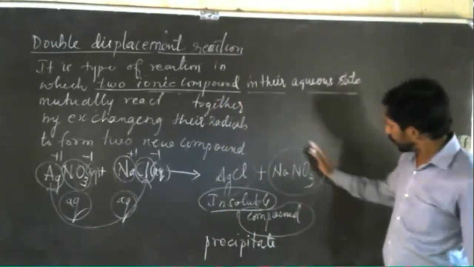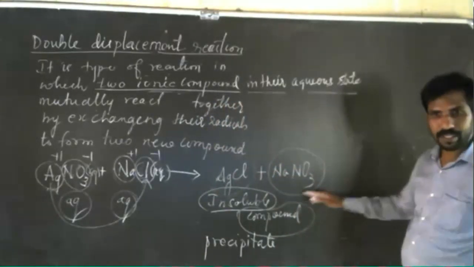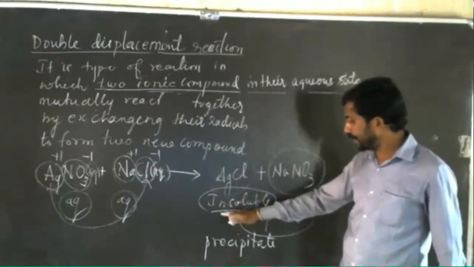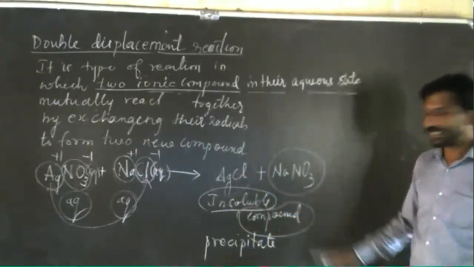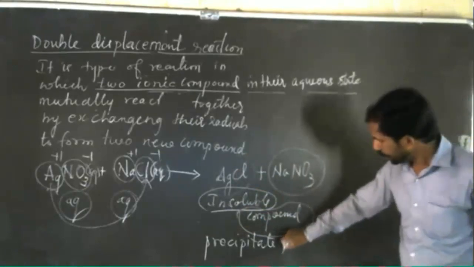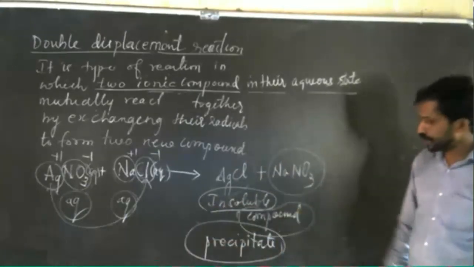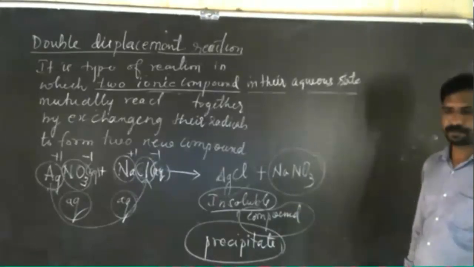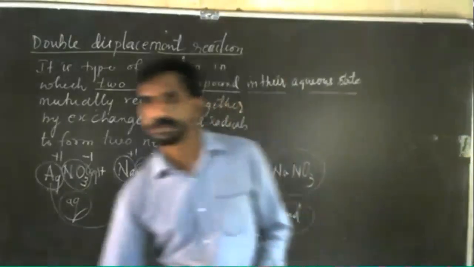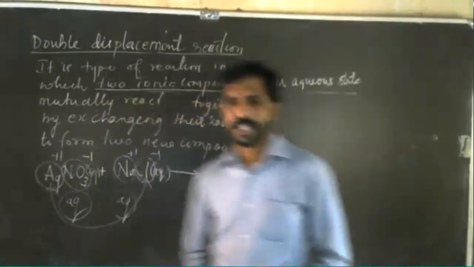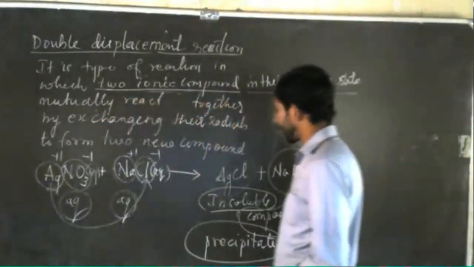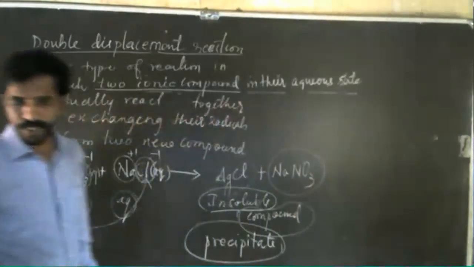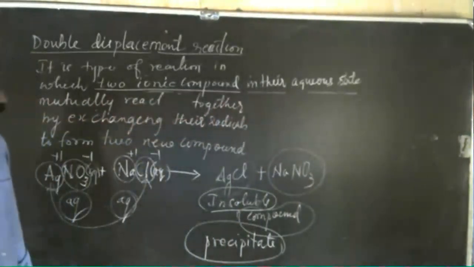And sodium nitrate will be available in liquid form. So in the sodium nitrate solution, AgCl will be there in an insoluble state. The insoluble compound that is formed is called a precipitate. Is it clear?